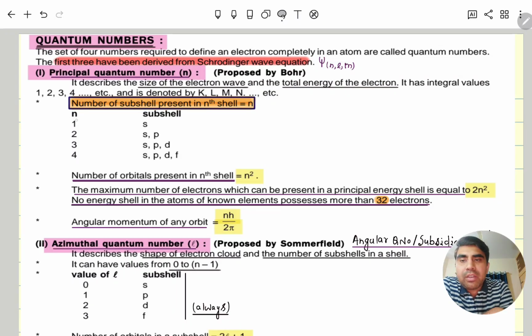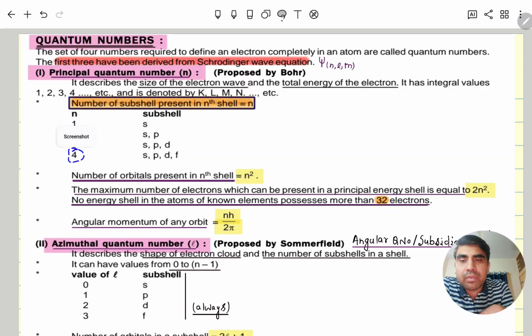And here you can see, if n is equal to 1, always remember that inside an atom, what is there? A shell, or energy level, is there. Inside a shell what is there? Subshell is there. Inside a subshell what is there? Orbital is there. And inside an orbital what is there? Electron is there. So n is equal to 1 means first shell.